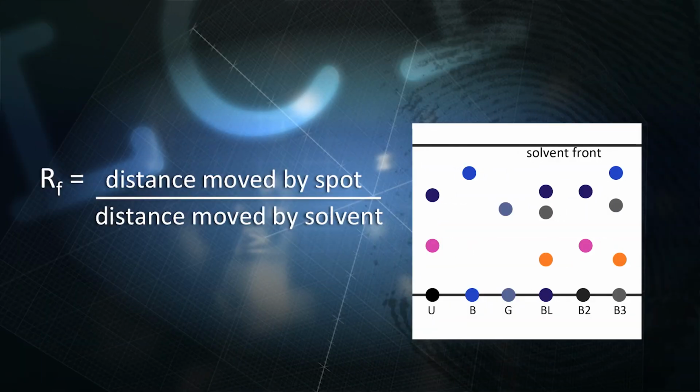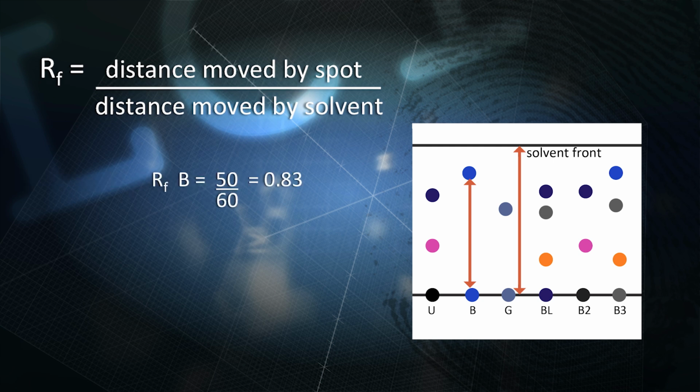A more accurate way to identify solutes dissolved in the mixtures is to find their RF value in a particular solvent. The retention factor is the distance moved by the spot divided by the distance moved by the solvent. Using this information, you can calculate the retention factor, or RF, for each substance using this formula. So for substance B, which has moved 50 centimetres from the origin, and the solvent has moved 60 centimetres from the origin, the RF value is 0.83.